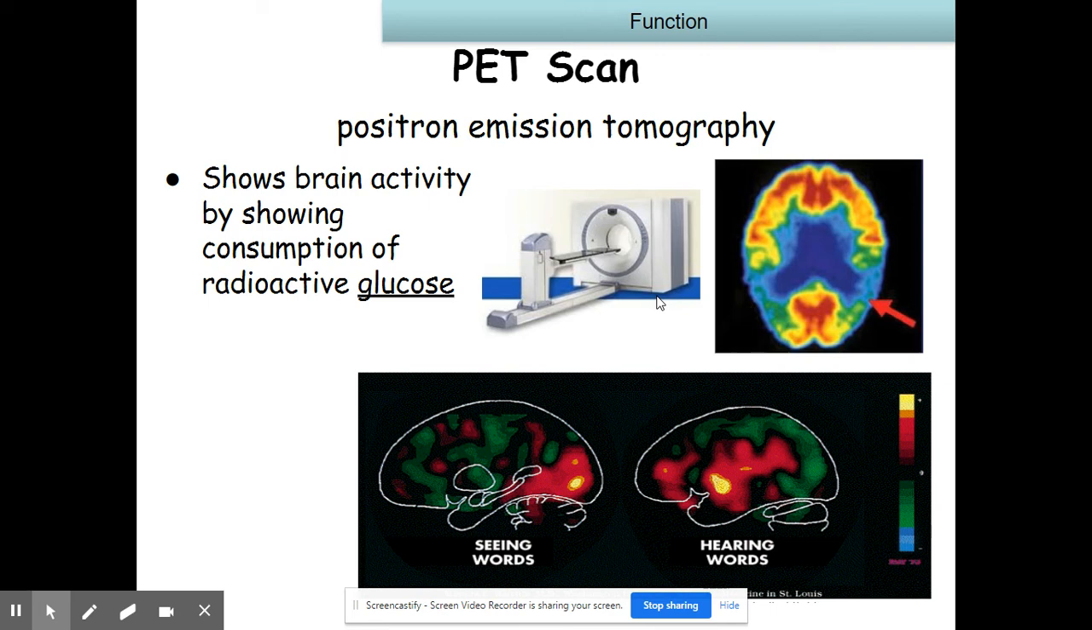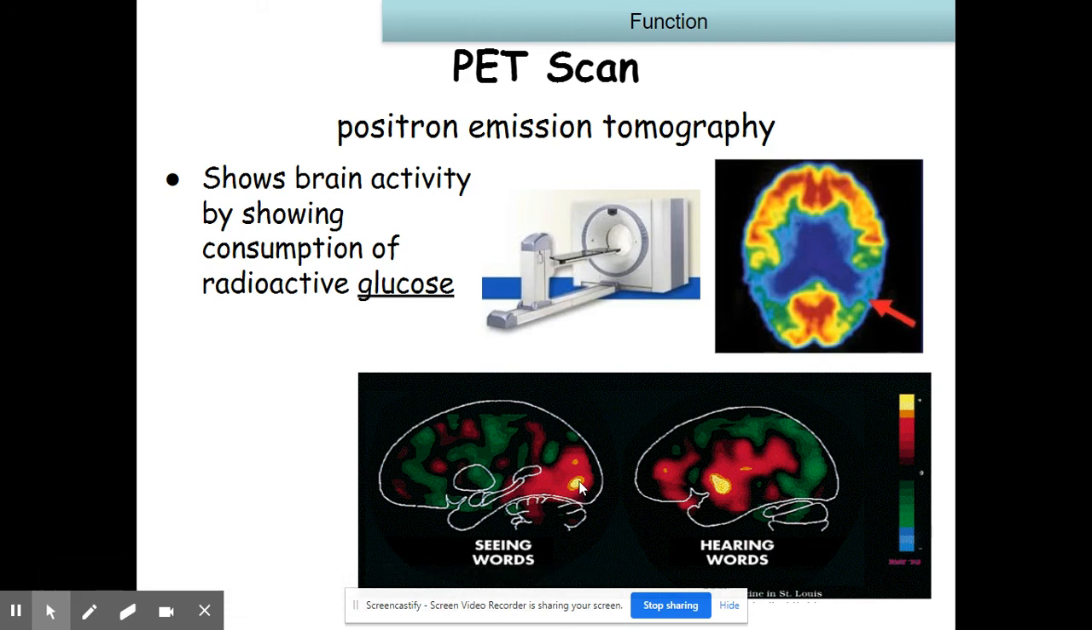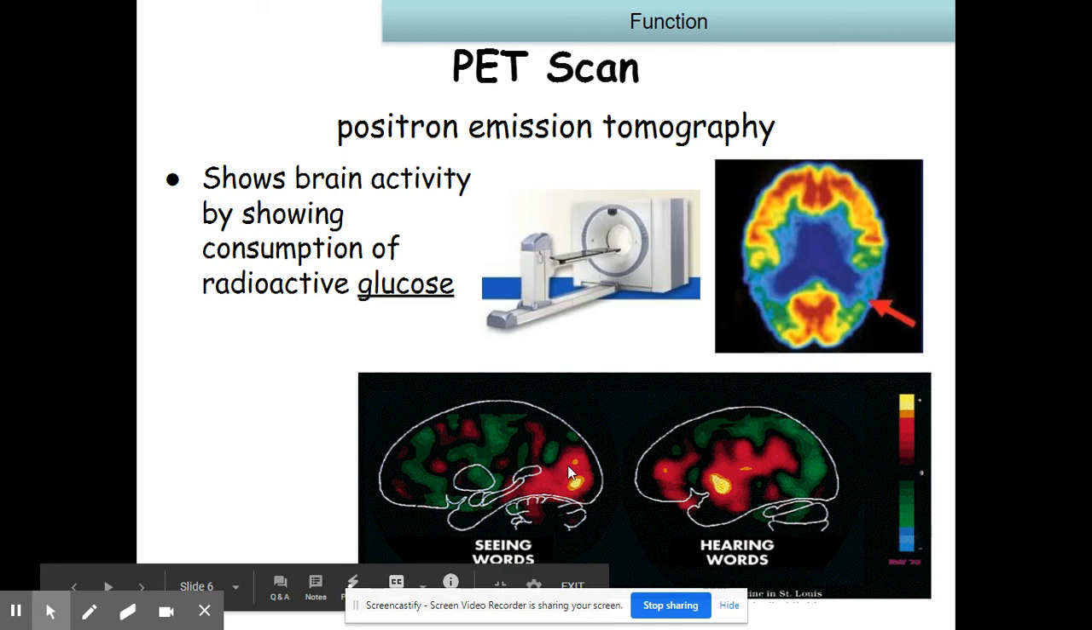So what they will do is they will inject them with this radioactive glucose, and then they will give them tasks to do. And they can see where the radioactive glucose is traveling in the brain. So you can see here, when somebody's looking at words, this looks like it's right on the edge of the occipital lobe, probably around the angular gyrus. Here, it's in the temporal lobe, right? This is right around Wernicke's area here. So you're able to see which areas are functioning during any given task.